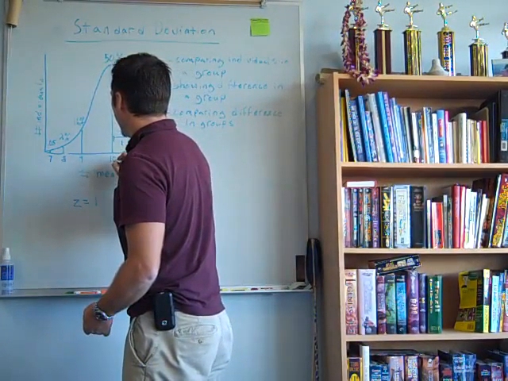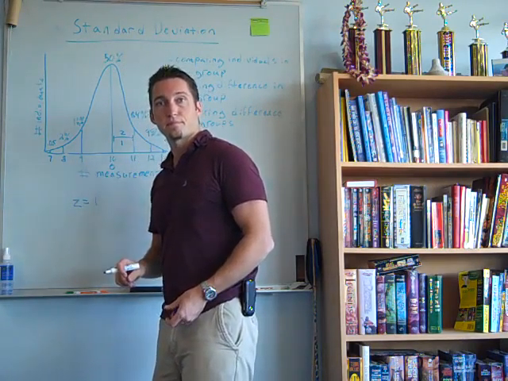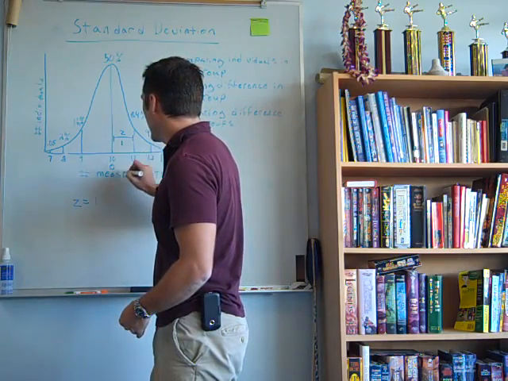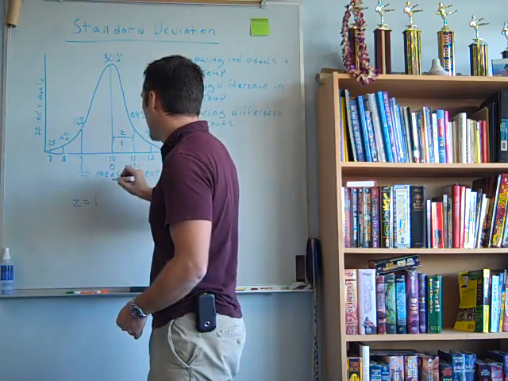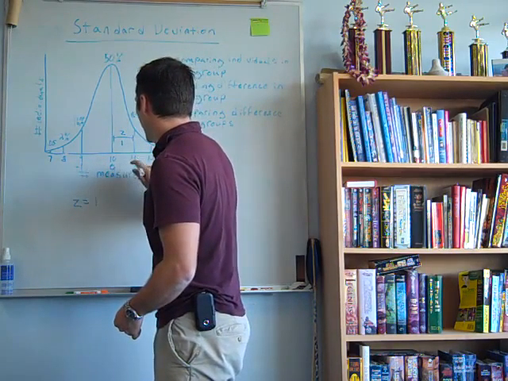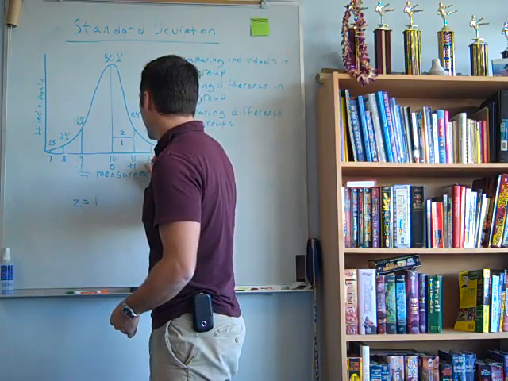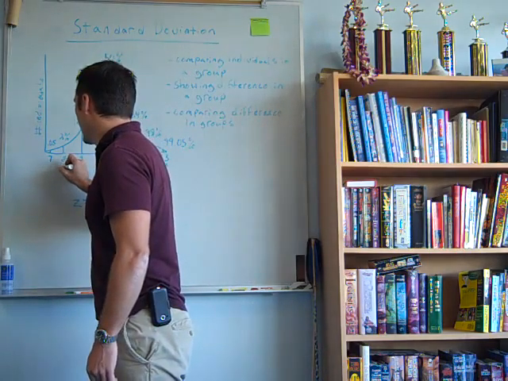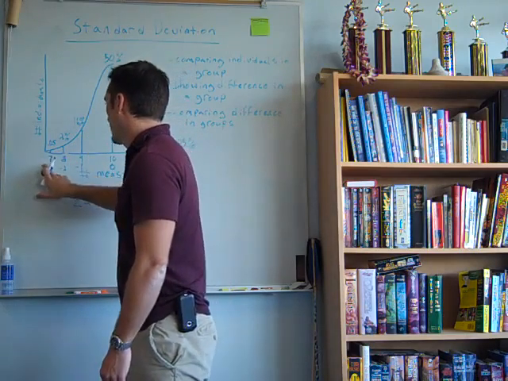So this is 0. In terms of standard deviation, one standard deviation is this way. So this is a standard deviation positive, and this is a standard deviation negative. This would be +2. This would be +3. This would be -2, and this would be -3 standard deviations.